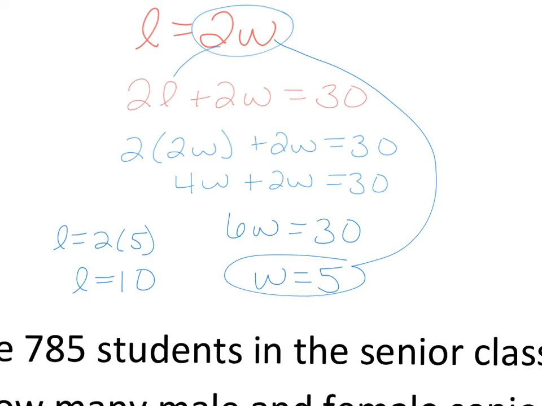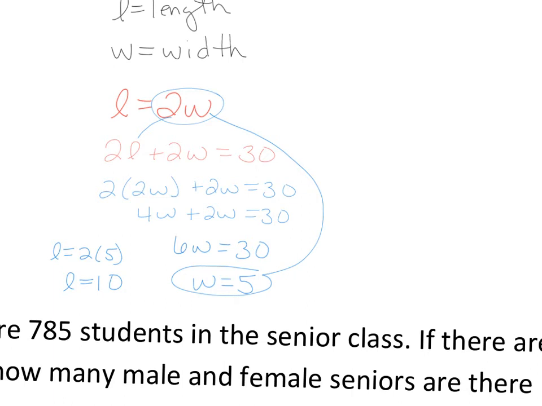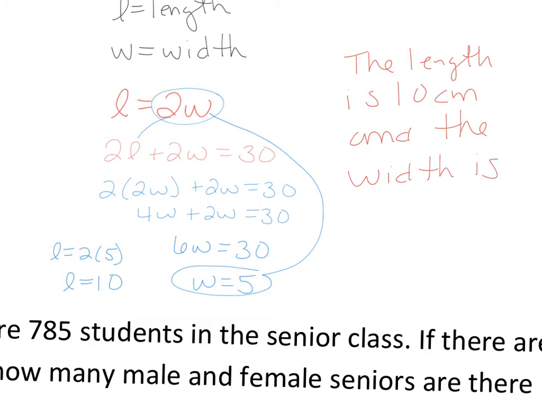Okay, now we've got to write a sentence here, and labels are important. So when we're writing our sentence, the length is 10 centimeters and the width is 5 centimeters. And if you want to put something like the length of the rectangle, that's okay, all right? Just as long as you get the basic point down, but you do have to include labels, and you should include both of these in your final answer over here.